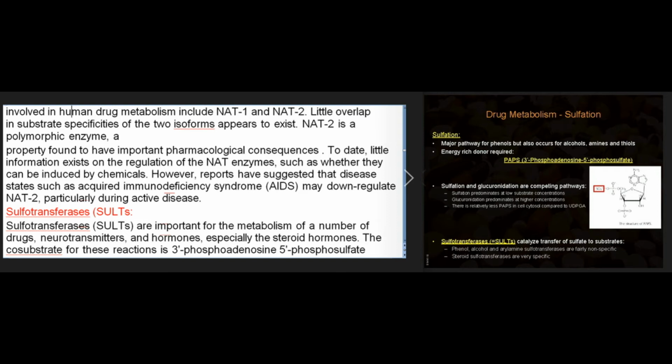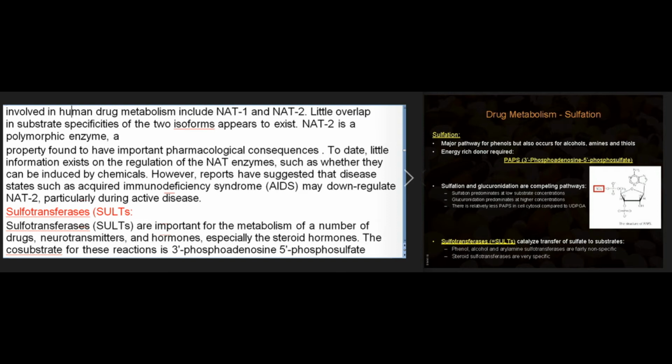NAT2 is a polymorphic enzyme, a property found to have important pharmacological consequences. To date, little information exists on the regulation of the NAT enzymes, such as whether they can be induced by chemicals. However, reports have suggested that disease states such as acquired immunodeficiency syndrome, AIDS, may downregulate NAT2, particularly during active disease.